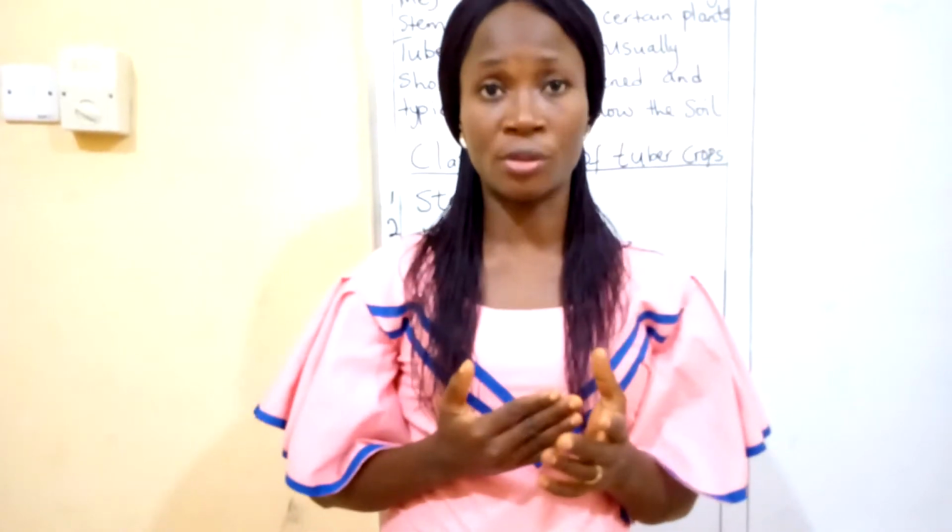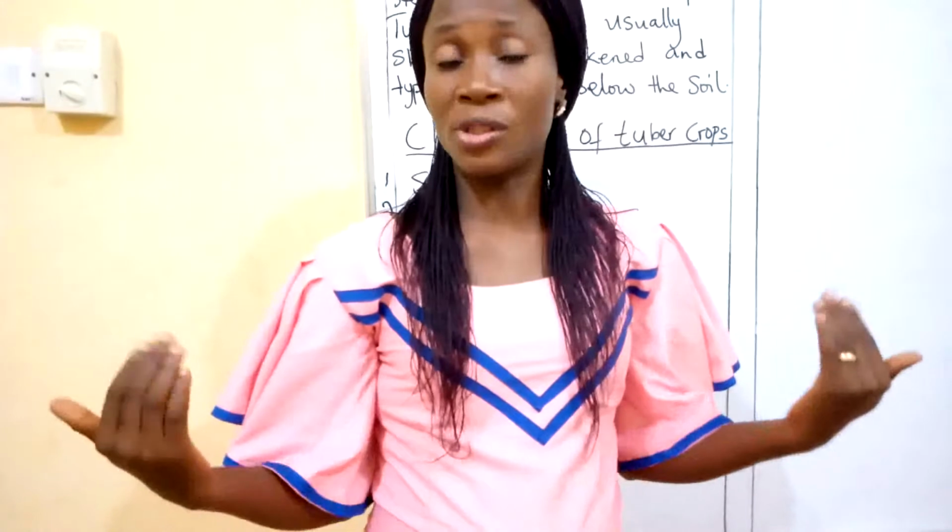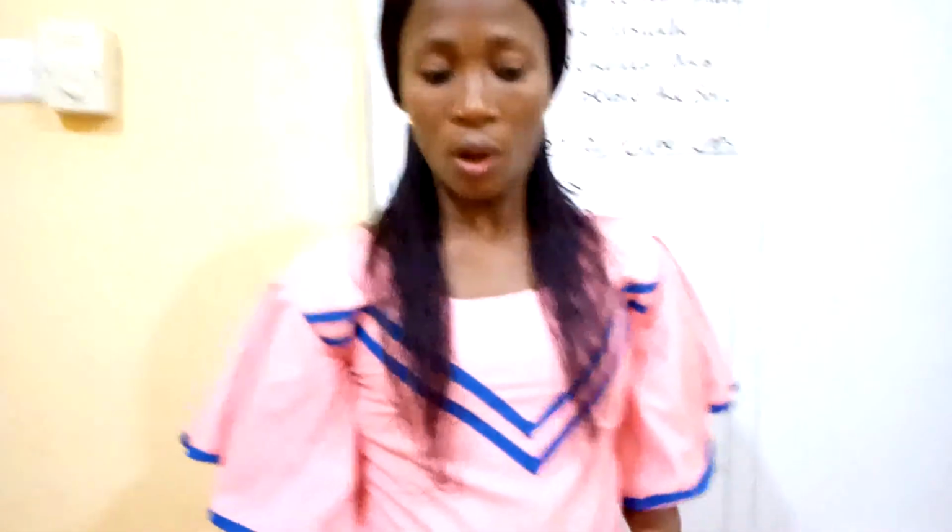Okay, last but not the least we are going to be talking about today is the carrot. We say tuber crops are used for beautification. Example, the oil you get from your carrot, we use it to rub as cream and it beautifies our body. Okay, let us take it down.